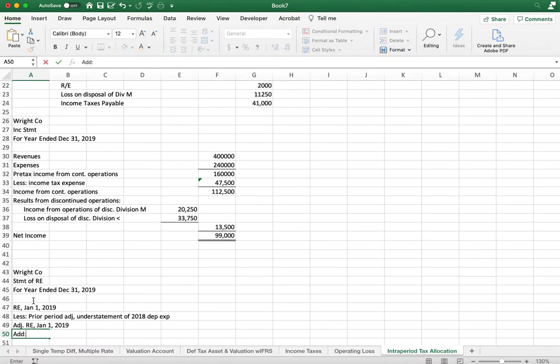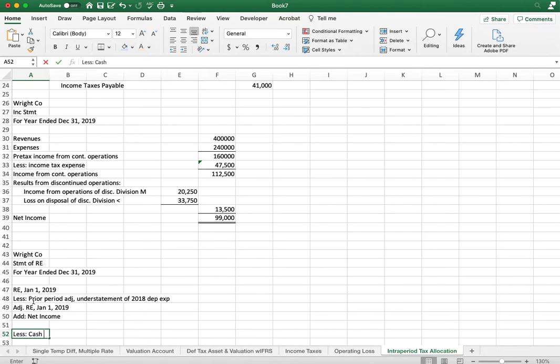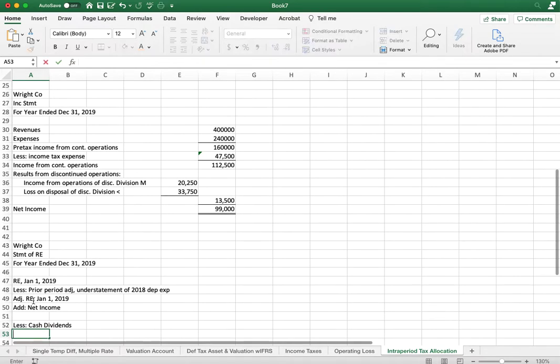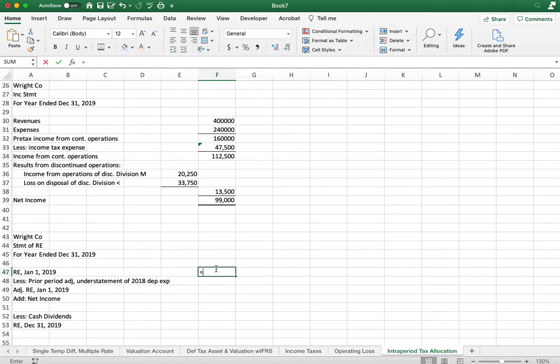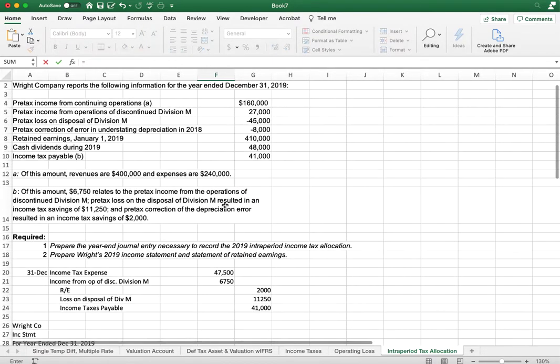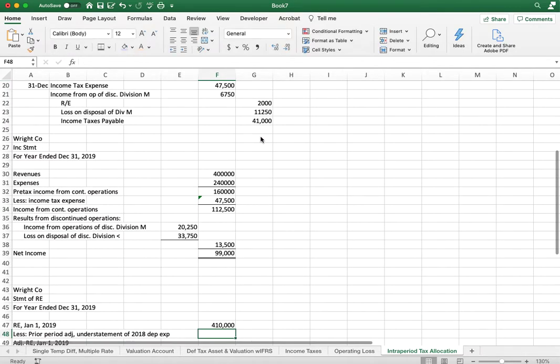Then, like normal, we add our net income, we'll do a subtotal there, we'll subtract out the cash dividends, and that'll give us retained earnings as of December 31st, 2019. And so we can grab this information from up above, I think. Oh yeah, retained earnings, January 1st, 2019, 410.